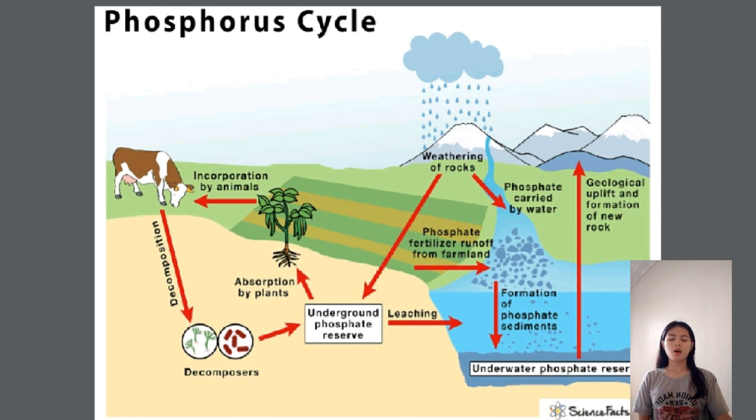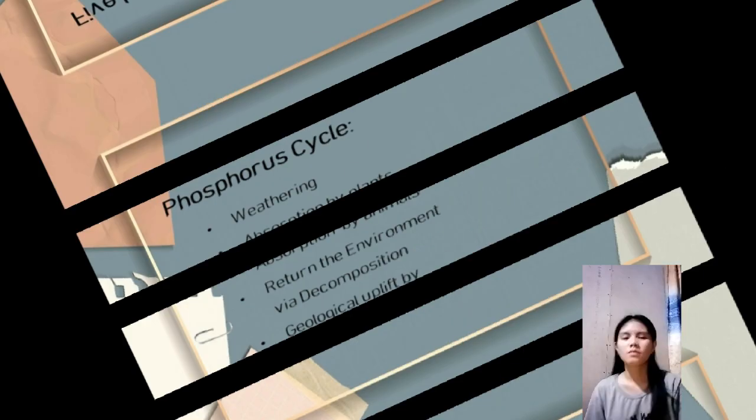The waste product of animals and the dead organisms are decomposed by phosphate solubilizing bacteria. These are the decomposers, which solubilize the dead organisms or the waste products, which results in the release of phosphorus again. And that's all about the phosphorus cycle.